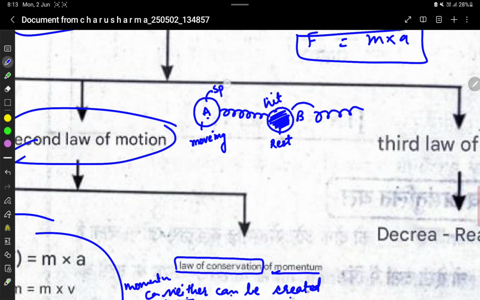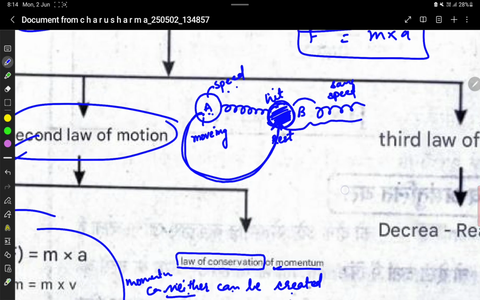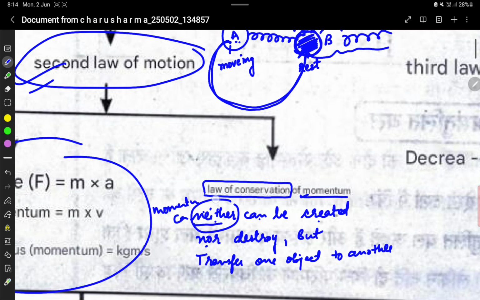Whatever the energy or whatever the speed ball A is having, with the same speed, if ball A hits ball B, ball B also starts moving with the same speed as A. So what we did here, we transferred our momentum. Momentum is what? Mass in motion. So we have transferred our momentum from ball A to ball B, and now ball B is also moving. Did you get this concept? That's why we are saying that we can neither create nor destroy momentum, but we can transfer it from ball A to ball B.